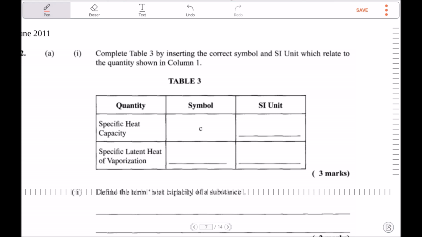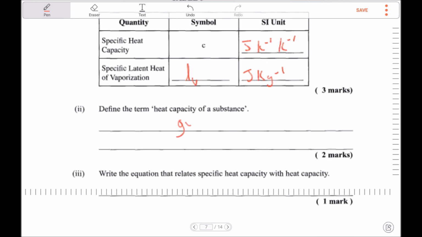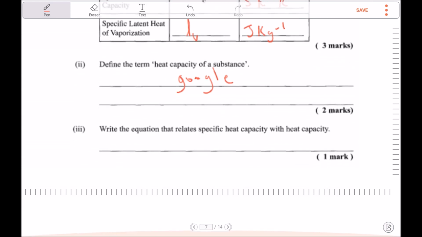SI unit of specific heat capacity, that's joules per kilogram per Kelvin. Specific latent heat of vaporization, that's L V, and that's joules per kilogram. Define heat capacity of a substance, just Google that, but it's the amount of energy needed to raise a substance by 1 degree Celsius or 1 degree Kelvin. Symbol is just, that is the equation that links heat capacity to specific heat capacity.